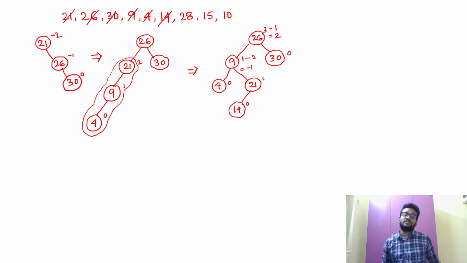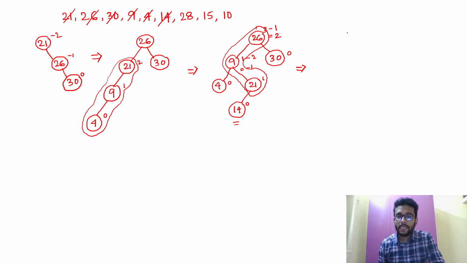Now try to find the cause why it is unbalanced. We have inserted the 14 here, so that's why it is unbalanced. This is the unbalanced node, from where we got the unbalancing factor. Now make it balanced. How can we make it balanced?